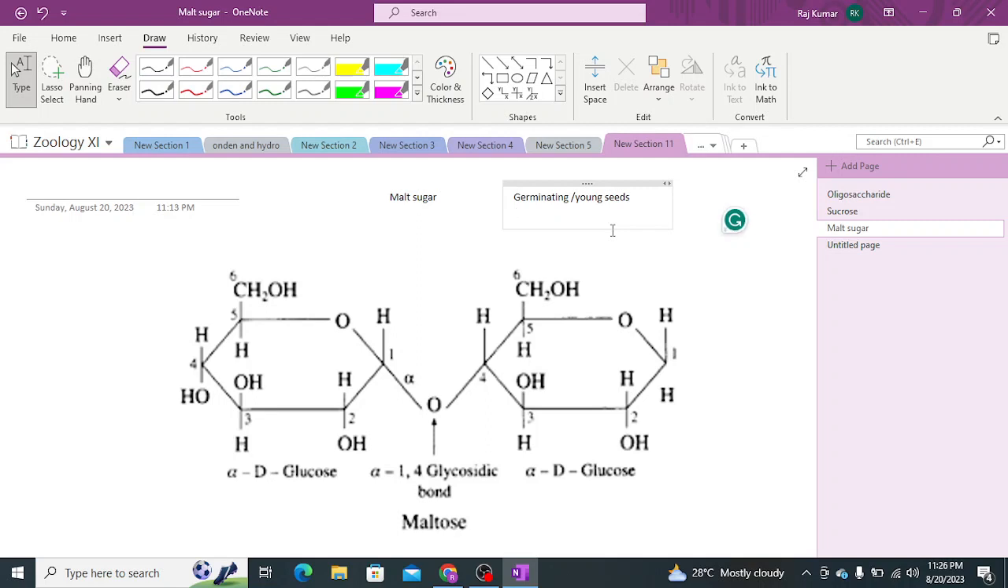The bond formed between both alpha D glucose units is such that C1 of the first alpha D glucose, having its hydroxyl group, reacts with C4 of the second alpha D glucose hydroxyl group, so that both hydroxyl groups combine to form a water molecule which is liberated. They form a bond known as the alpha D1 4 glycosidic linkage.